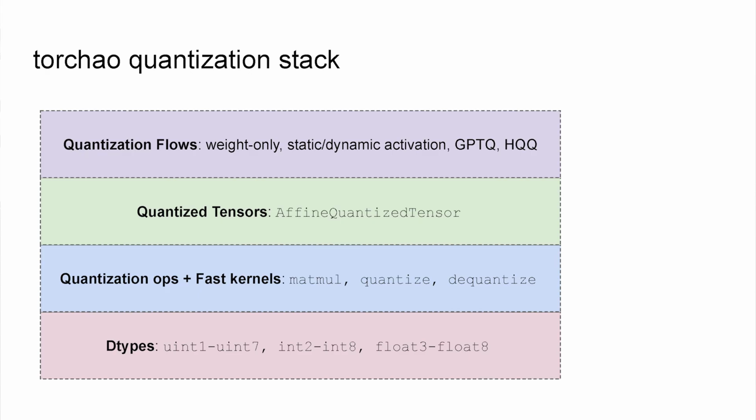At the top of the stack, we have the quantization flows, which is where most of our user-facing APIs live. So we have support for weight-only, static and dynamic activation quantization, and various accuracy-preserving algorithms like GPTQ or HQQ. And the nice thing is that all of this is just in PyTorch without any external dependency.